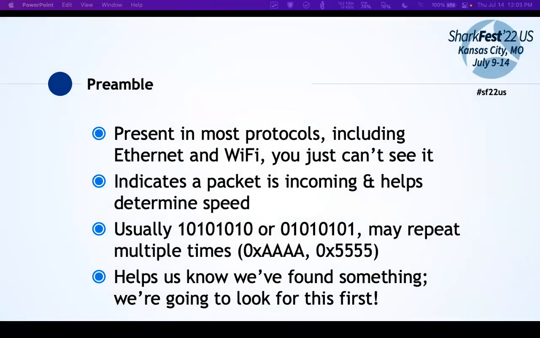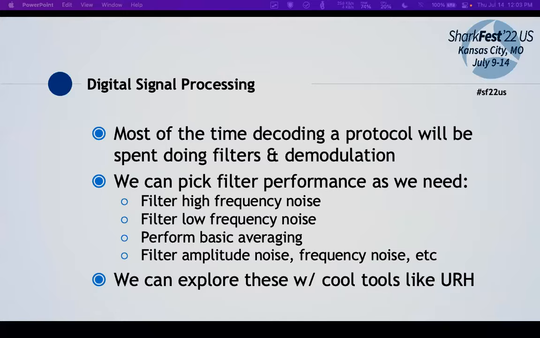The other thing we'll be looking at a bunch is the preamble. It's present in most protocols, including Ethernet on the wire. Wi-Fi has one too, you just never see it. The preamble basically means, hey, wake up, I'm about to send a packet. It lets the receiver identify that the packet's incoming and synchronize the start of the packet. Usually it's just sending 10 10 10. So later, if we're looking at this in hex, we'll start seeing things that repeat multiple times, like AAAA, 5555. They're all 10 10 10. So most of the time, decoding a protocol will be spent doing filtering and demodulation.